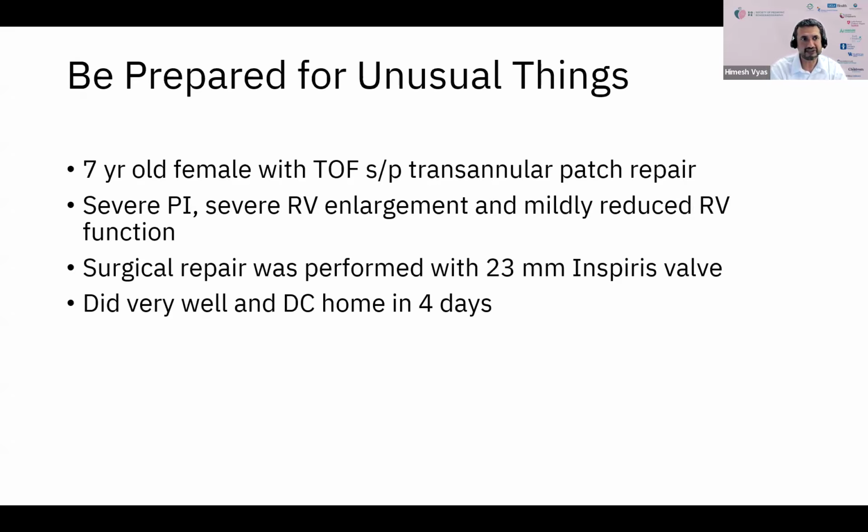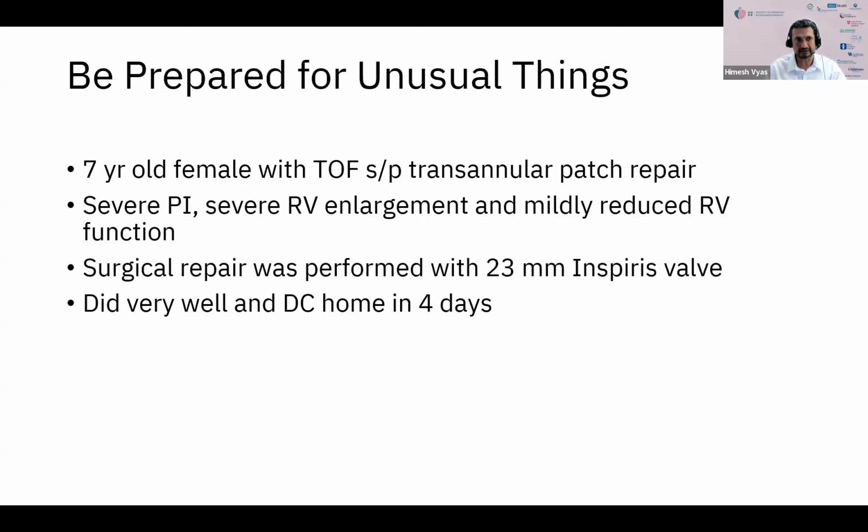This is a case of a 7-year-old female with tetralogy of Fallot, status post transannular patch repair, who had severe residual pulmonic insufficiency, severe RV enlargement, and mildly reduced RV function. And after discussion, she was put forward for surgical repair, which was performed with a 23-millimeter Inspiris valve. She did very well and was discharged home in 4 days.